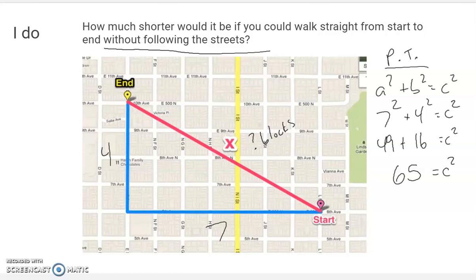Don't forget, we're not done. That's not 65 blocks. It's easy to get here and assume you're done. Not quite. To find c, that's c squared. To find c, I've got to use some square roots.